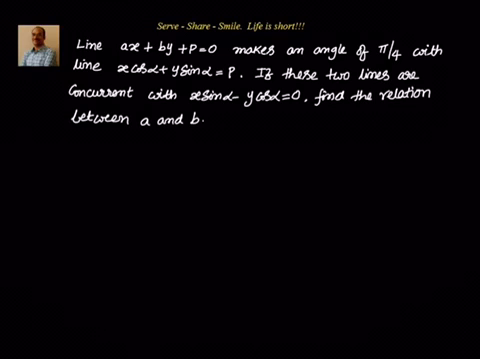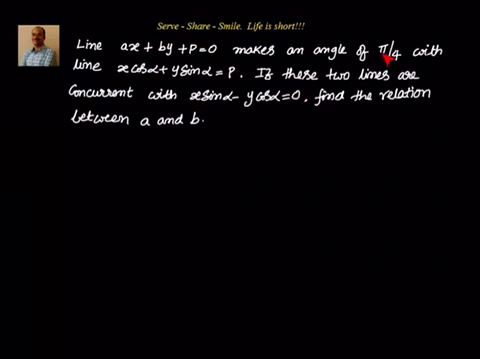Let's look at this interesting example as part of coordinate geometry, straight lines. The line ax plus by plus p equal to 0 makes an angle of pi by 4 with the line x cos alpha plus y sin alpha equal to p. If these two lines are concurrent with x sin alpha minus y cos alpha equal to 0, find the relation between a and b. So we have been given three lines here.